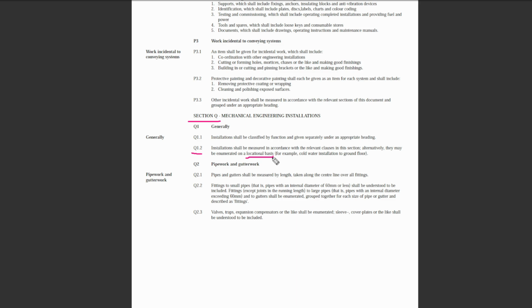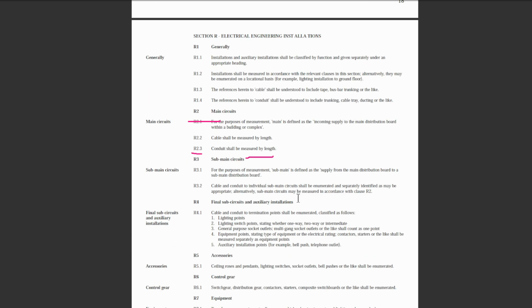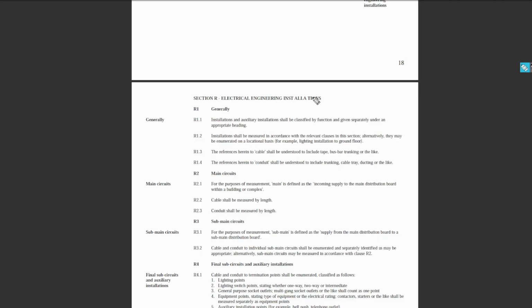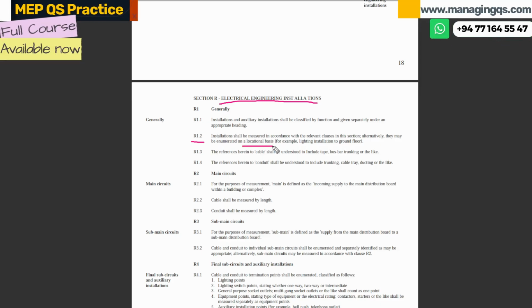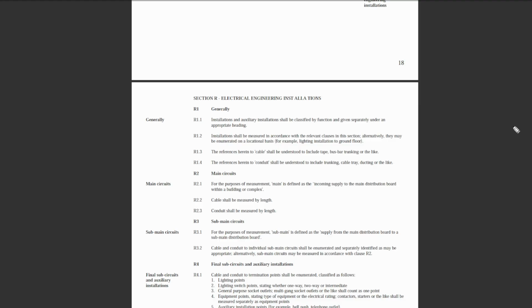So what is the location basis? In the same concept, you can also see in section R, the electrical engineering installation, there is a subsection R1.2. It also mentions location basis measurement practice. So what is the location basis? What is the idea and strategy inside this location basis measurement practice? We will discuss it very deeply through the session.